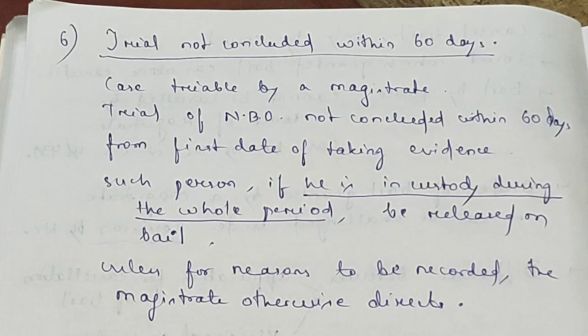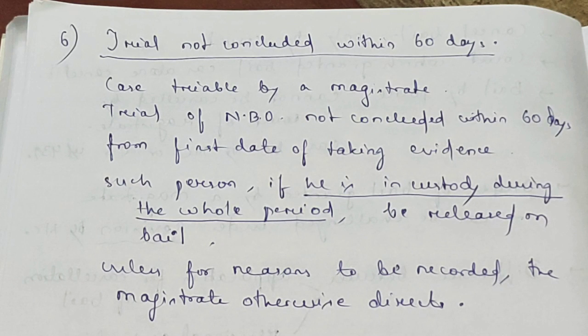Subsection 6 deals with trial not concluded within 60 days. If a case is triable by a magistrate and the trial of the non-bailable offence is not concluded within 60 days from the first date of taking evidence, then such person, provided he is in custody during the whole of the period, shall be released on bail, unless for reasons to be recorded the magistrate otherwise directs. This provision has been enacted in order to avoid hardship to accused persons in non-bailable cases where the proceedings are prolonged unreasonably beyond a certain period, that is 60 days.